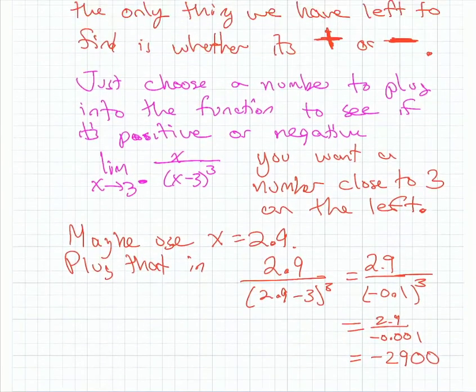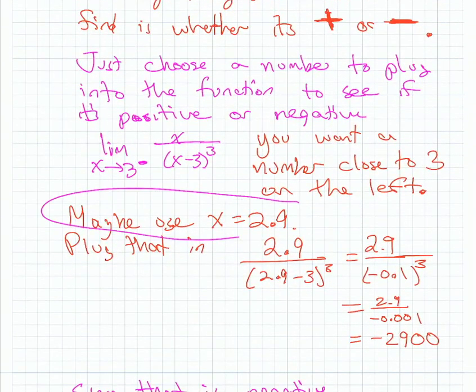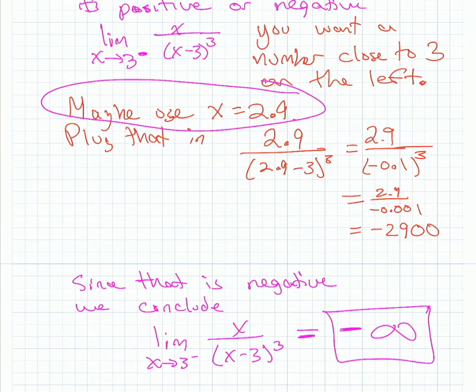Okay, so there's two steps there, right? We plugged in 3, we got 3 over 0. That told me it was plus or minus infinity. I needed to know which, so you pick a number just on the left-hand side to plug in, and it should be close to where you're taking the limit, right? So if we're going to 3, it needs to be close to 3. So we plugged in 2.9 because it's close to 3 on the left, and we get a number, and all you care about was whether it was plus or minus. Okay? We see the minus sign.